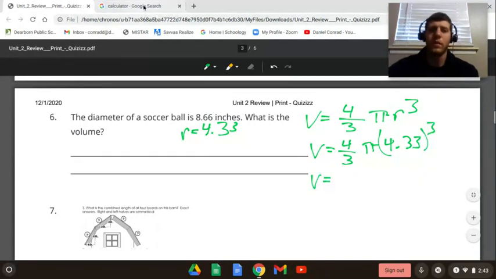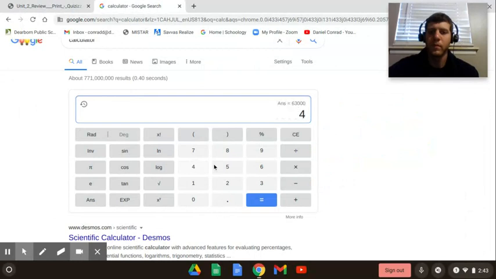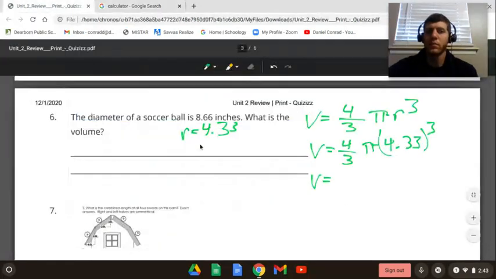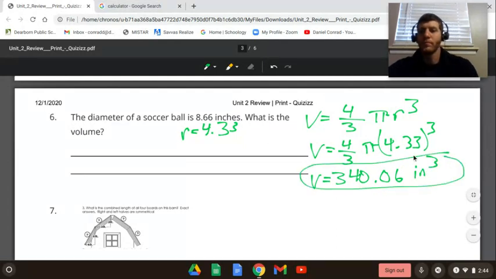So if we go to put that in the calculator, 4.33 cubed, it's going to be 340.06 inches cubed.